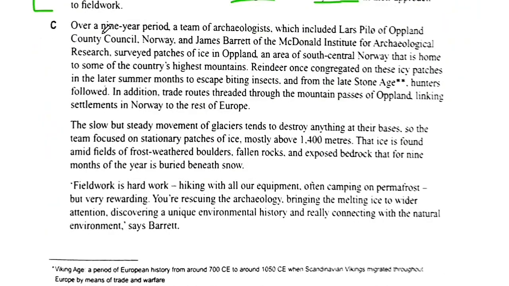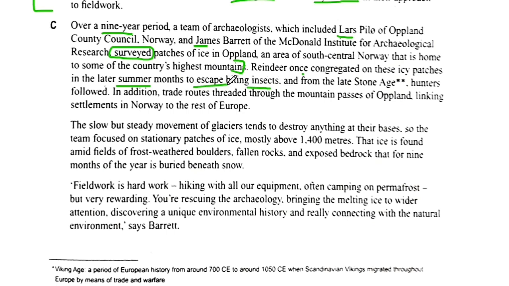Over the nine-year period, we have read about this in the fill in the blanks. A team of archaeologists, which included a field officer of Oppland County Council, and James Barrett of the McDonald Institute for Archaeological Research, surveyed patches of ice in Oppland, an area of south central Norway that is home to some of the country's highest mountains. The heading is they are telling about the survey, what they did, and that reindeer once congregated on these ice patches in the late summer months. We already read in the question, to escape biting insects. We had this word also in the fill in the blanks.